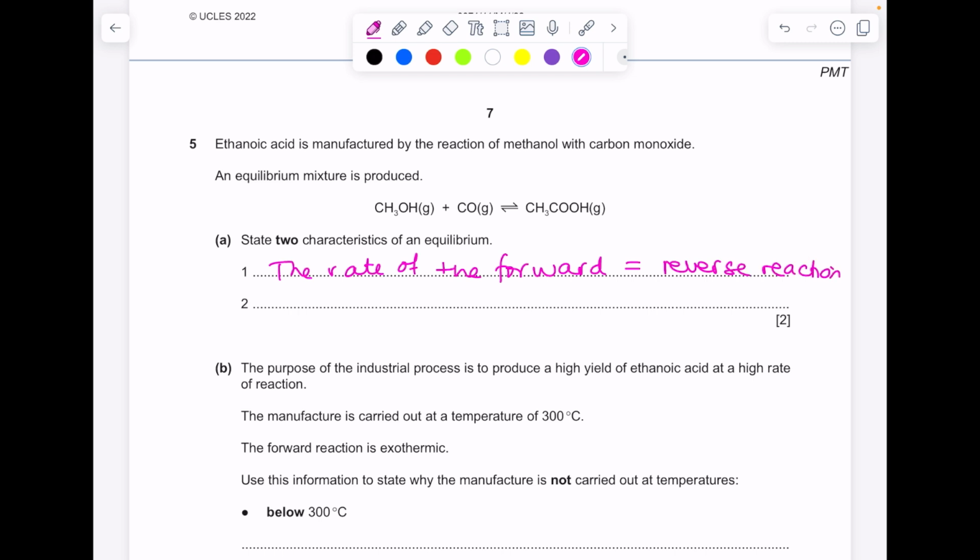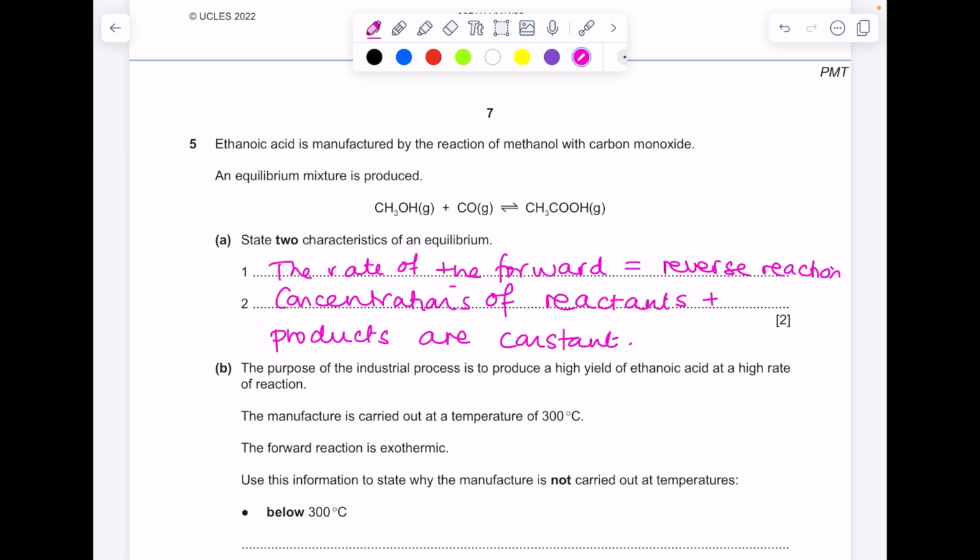I must write really big. And secondly, the concentrations of reactants and products are constant.